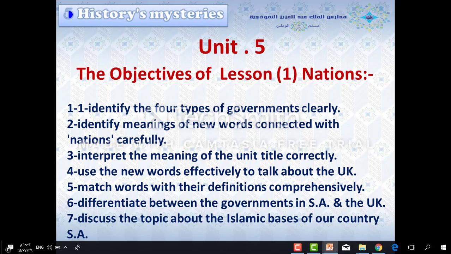The objectives of lesson 1, nations. Number 1, we are going to identify the 4 types of governments clearly. Identify meanings of new words connected with nations carefully. Interpret the meaning of the unit title correctly. Use the new words effectively to talk about the UK. Match words with their definitions comprehensively. Differentiate between the governments in Saudi Arabia and the UK. Discuss the topic about the Islamic basis of our country, Saudi Arabia.